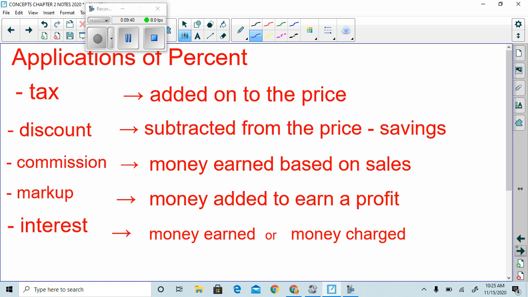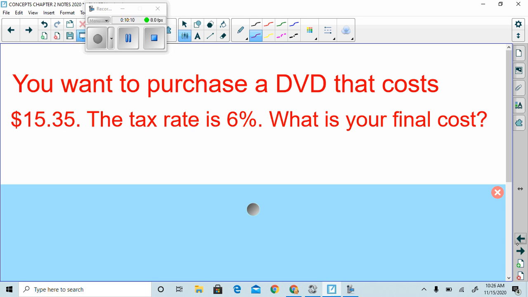Markup has to do with the amount of money that a store is going to earn. They're going to purchase things at a certain amount, and then they're going to raise the price so that they can get a profit, and that's called markup. And then we have interest, simple interest that can be earned when you invest money, or interest that you're charged if you borrow money. So we're going to be investigating a good number of these applications. And we're going to start with tax. So I'm going to leave you with this problem, and if we have time in class, we'll go over this. If not, this will be our mission for our next class.